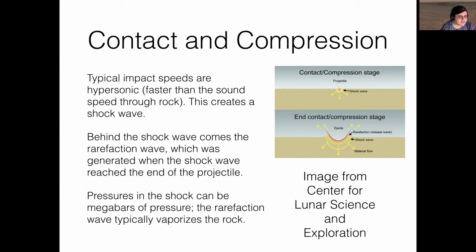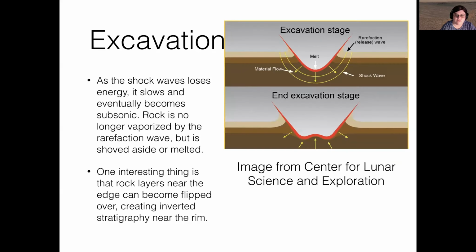Now, the pressures in this are really large. They're megabars. We talked about how impacts can create metamorphic rocks due to the high pressures, and that's why. And the rarefaction wave often vaporizes the rock around the impactor, which is going to carve out our transient crater.